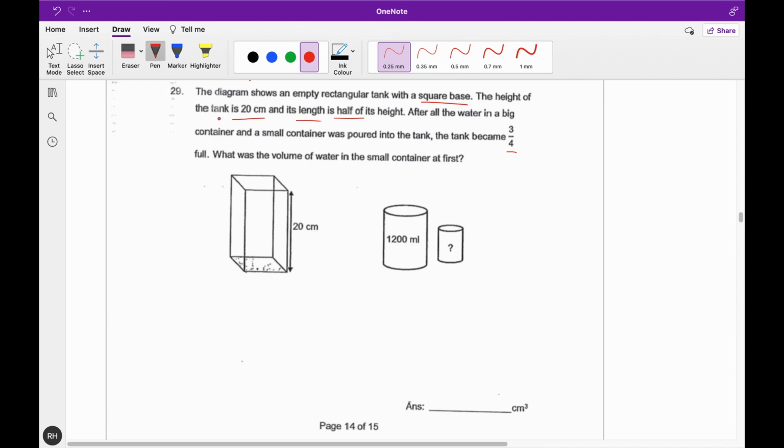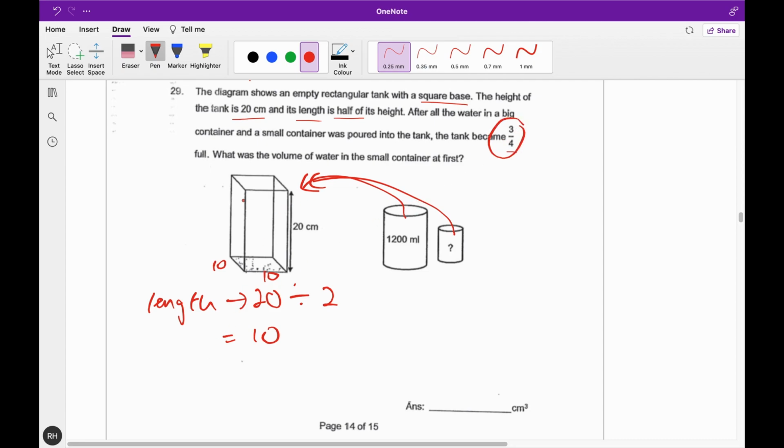So we know the height of the tank is 20 and the length is, okay, the length is half of its height. So if it's half of its height, it means we can just divide by 2. We'll know the length and breadth is 10 cm each. So after they pour the big container and small container in, the volume is 3 out of 4. So we want to find 3 out of 4 of the rectangular tank. So we can do this by 3 out of 4 times length times breadth times height.